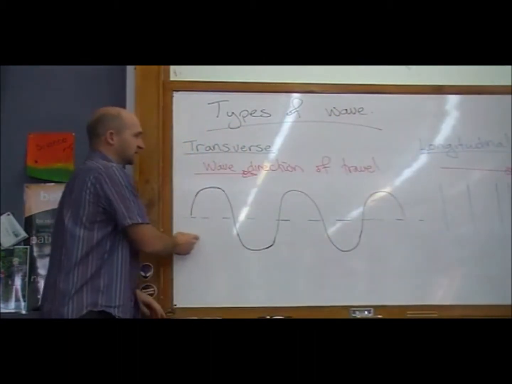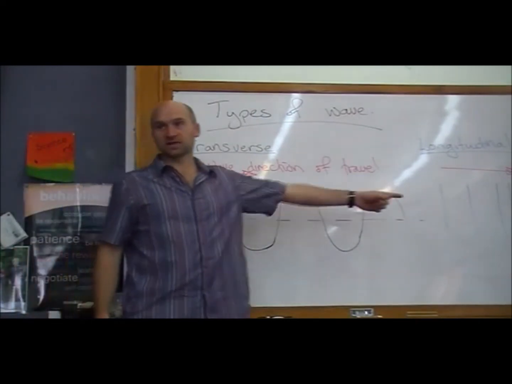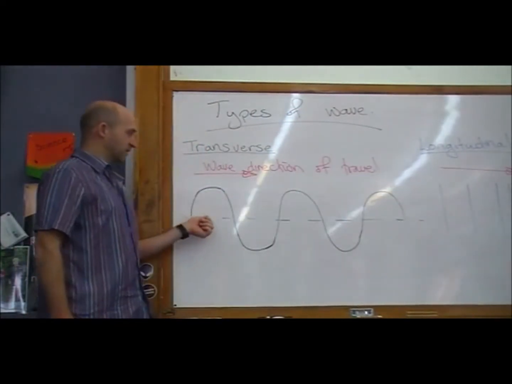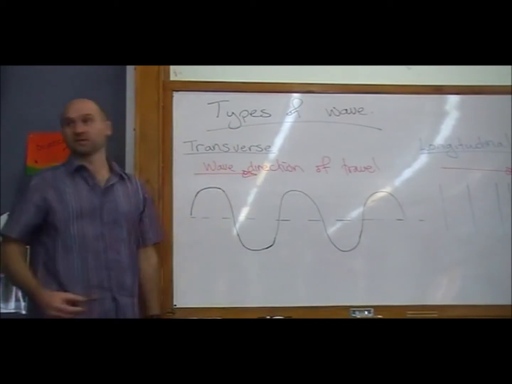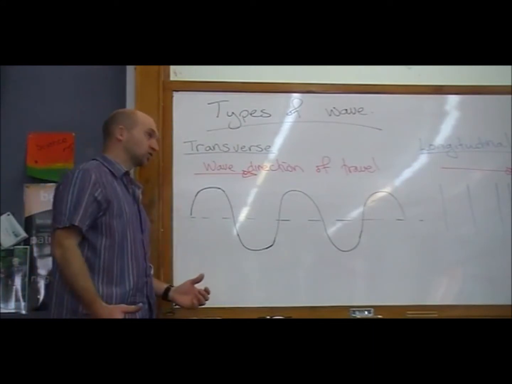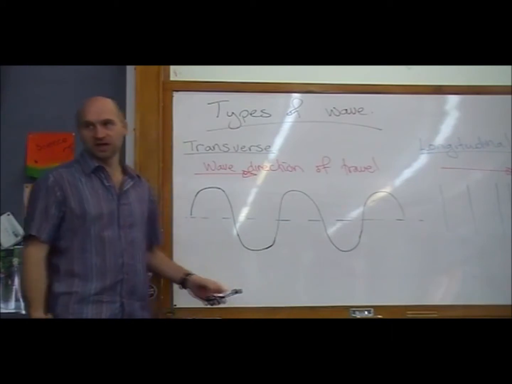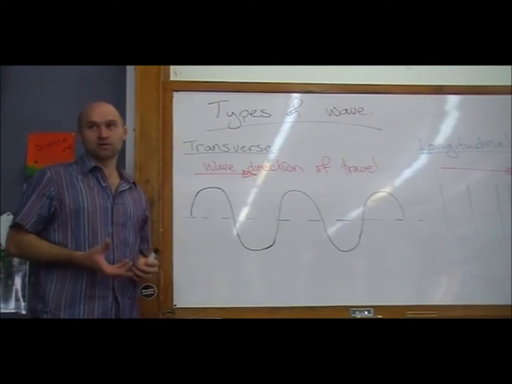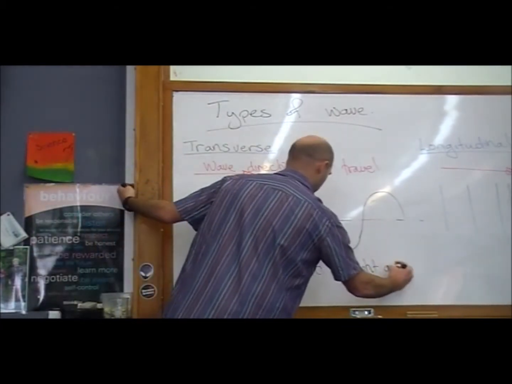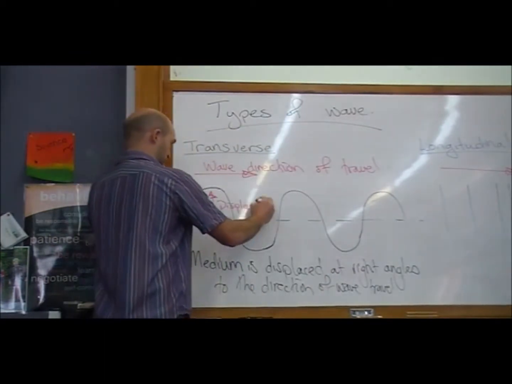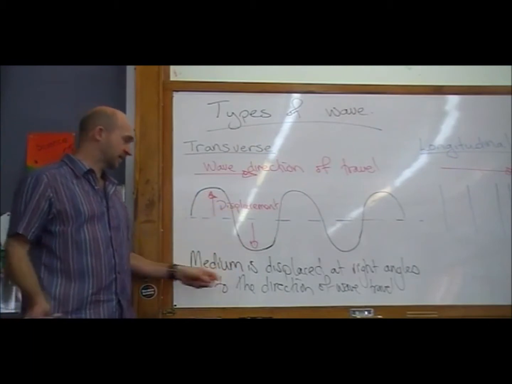And so in the case of the transverse wave, what we can see is that although the wave is moving to the right, the medium, the thing it's travelling through, is being displaced up and down at right angles to the direction of travel. So that's the key thing we need to know about a transverse wave, is that the medium is displaced, it's moved, at right angles to the direction of travel. So for instance, like that, we've got it being displaced up and being displaced down.